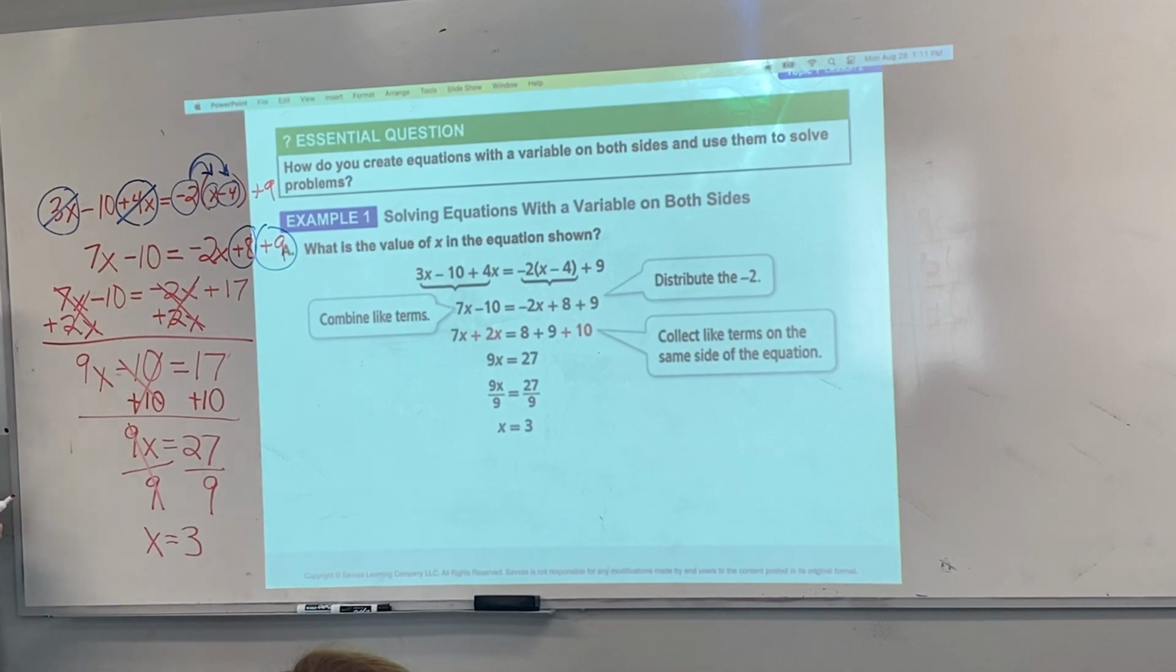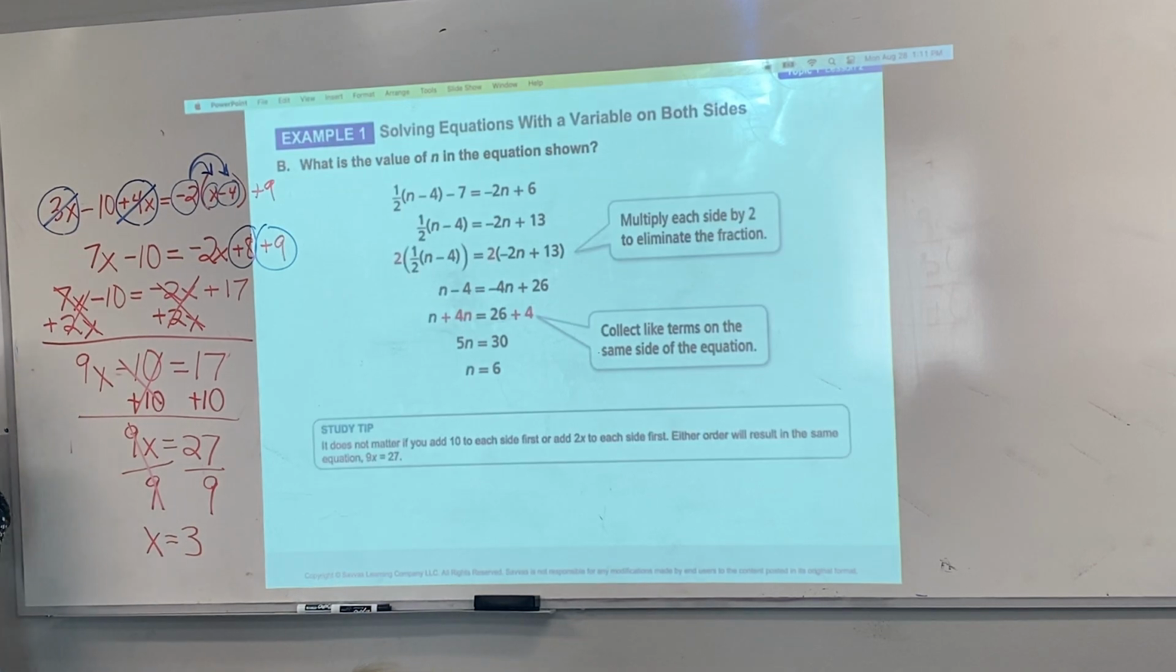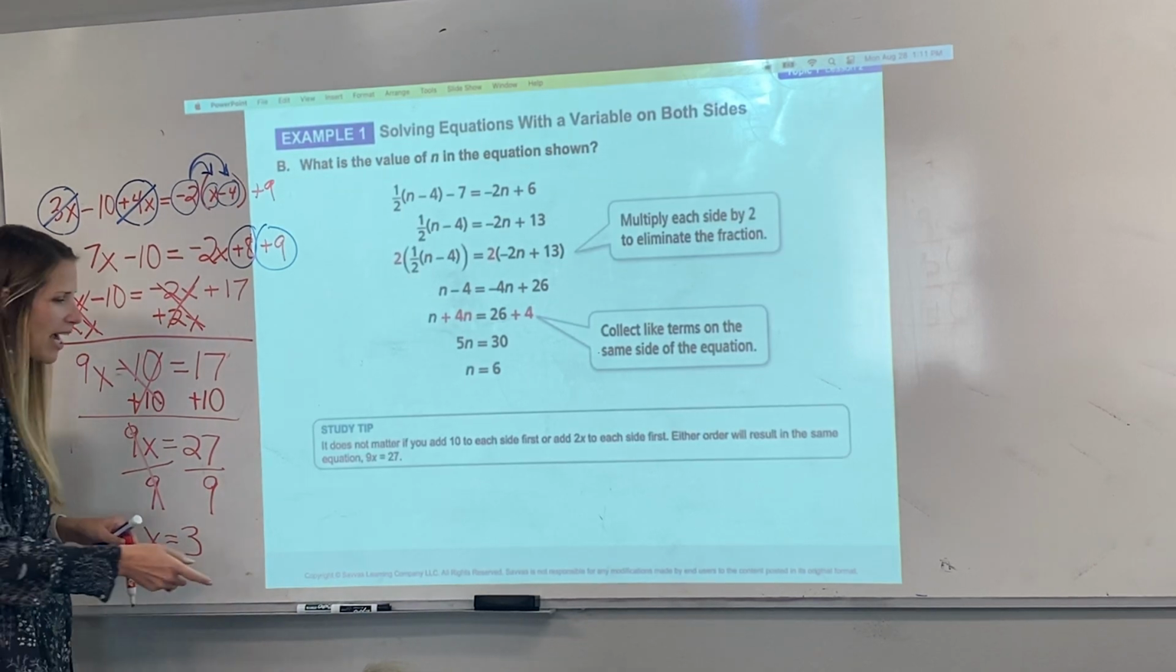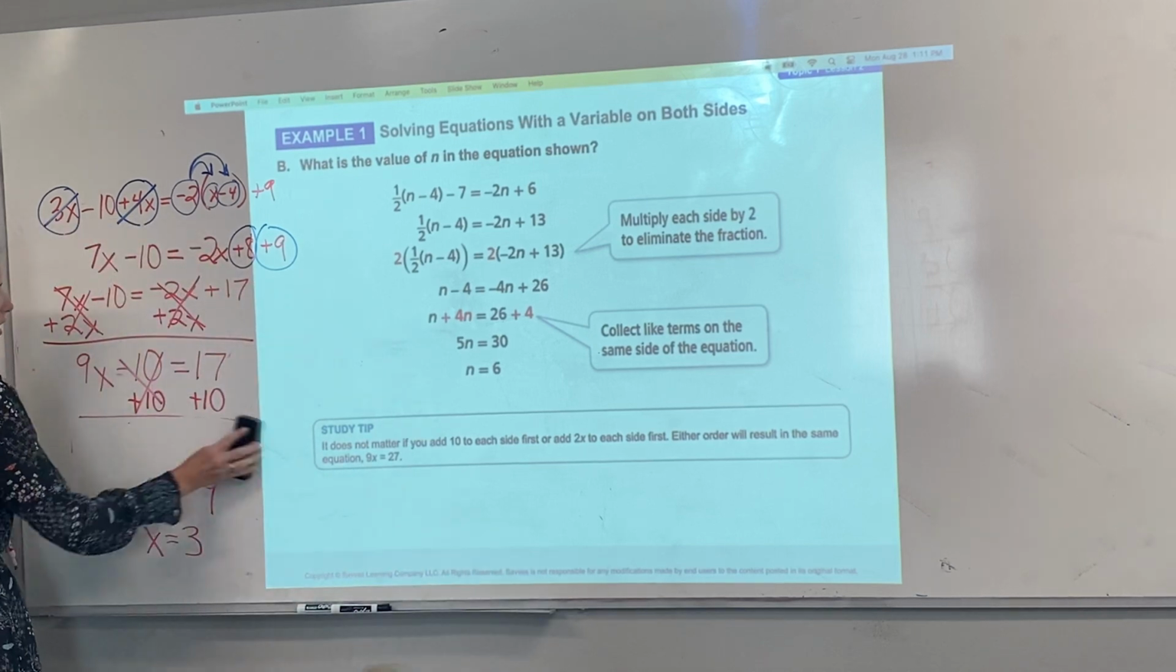Good. Okay. The book solves it in a totally fine way. It's just a little less detailed. I like to show every step. Now you know they're gonna give you one with a fraction, right? Just to mess with you.